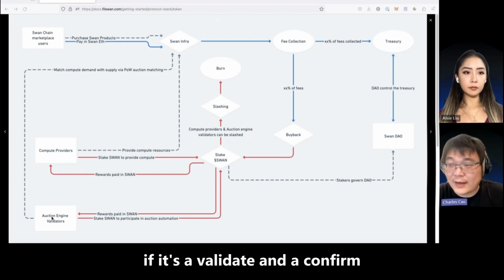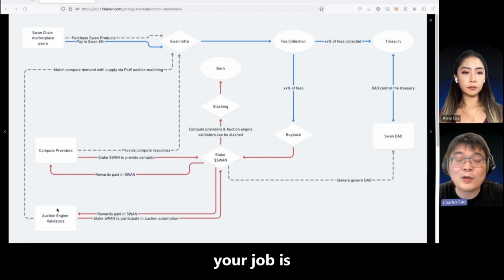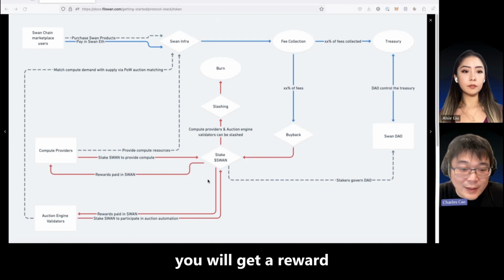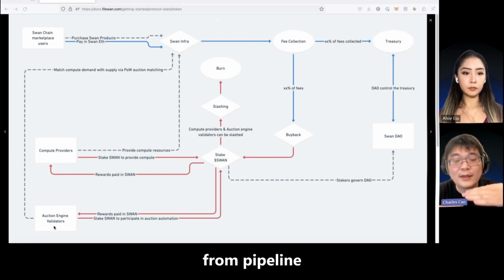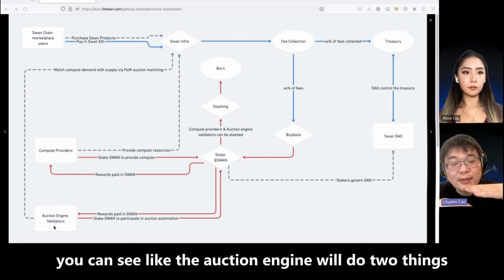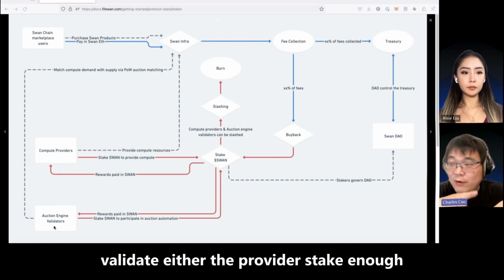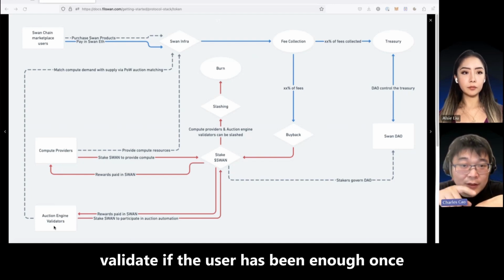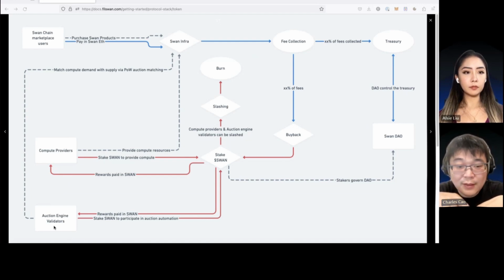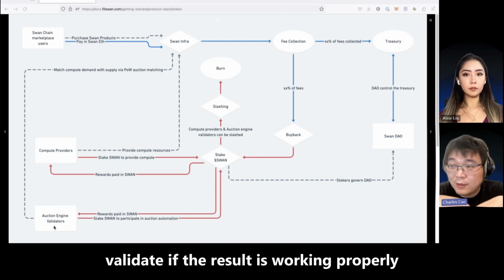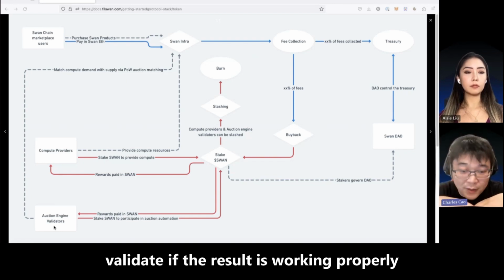If it's validated and confirmed the job is done properly, you will get a reward from the pipeline. So you can see the auction engine will do two things. Validate: did the provider stake enough tokens? Validate if the user has pinned enough funds. Validate if the result is working properly.